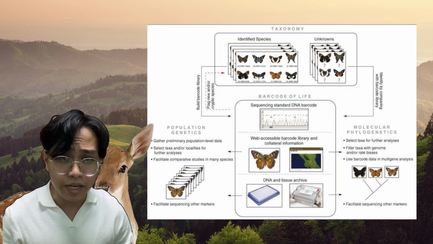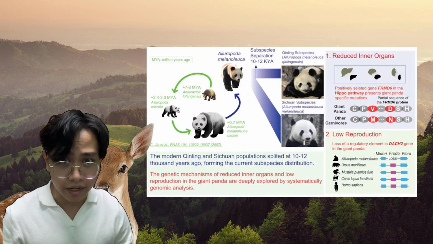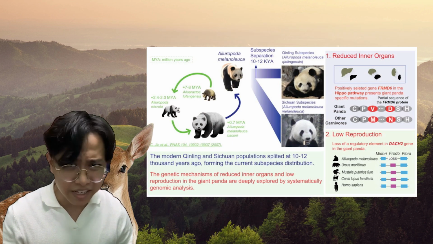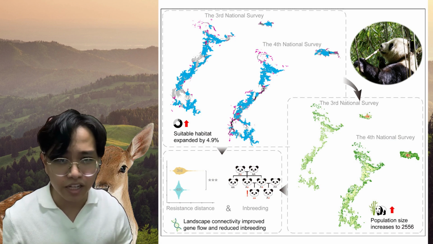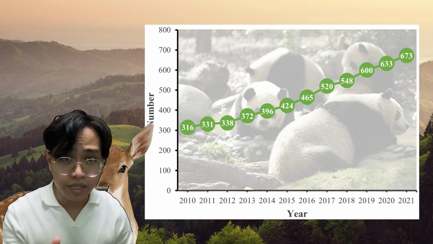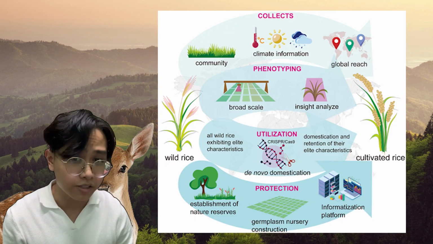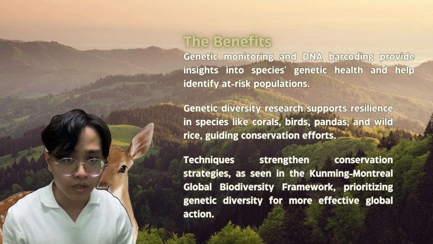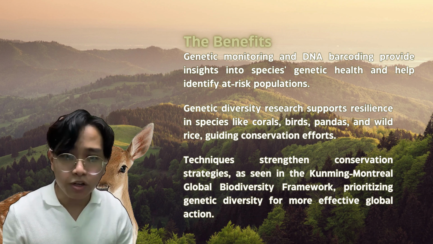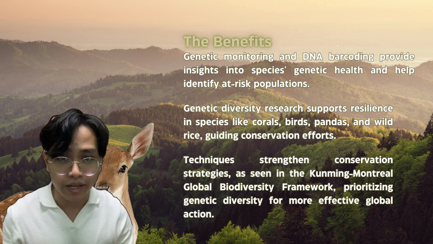Techniques such as DNA barcoding allow for precise identification of species and their genetic structures. Research on the giant panda exemplifies this, as genetic markers were used to design habitat corridors that enhance genetic diversity in fragmented populations. Similarly, wild rice genetic monitoring has preserved traits essential for crop resilience and habitat restoration, showcasing the practical benefits of these tools. These examples highlight how molecular approaches strengthen conservation efforts for both animals and plants.